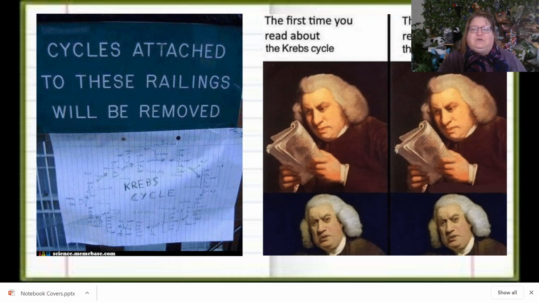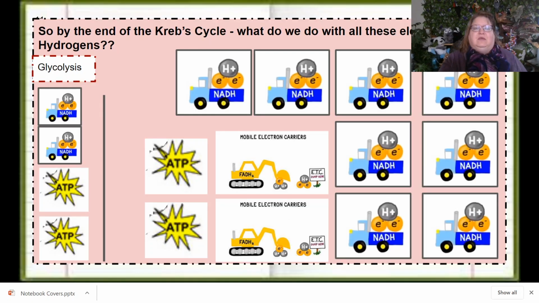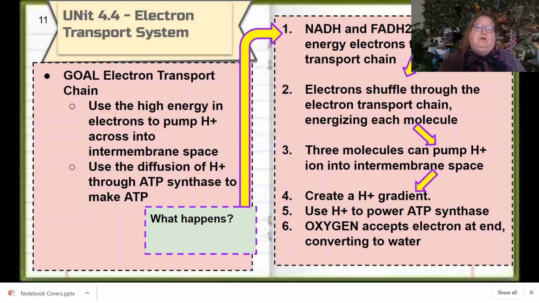So again, just for the Krebs cycle, you don't have to know the big details. You need to know the products, why we go through the Krebs cycle. So by the end of the Krebs cycle, here we have this big boatload, our big payout, our convoy of these electron carriers. What can we do with them? Well, along comes our electron transport system.